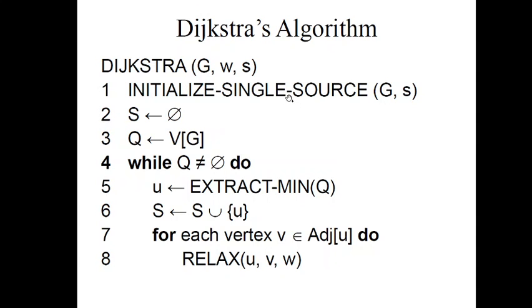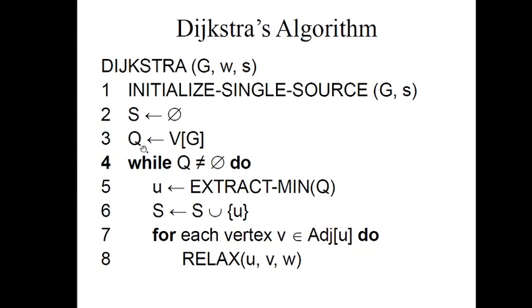I request all of you to go back and see what the single source initialization is. Initialization is nothing but: for all the vertices in G, the distance will be initialized as infinity and their parent will be nil, except for the source vertex. The source vertex distance will be 0 and the parent will be nil.